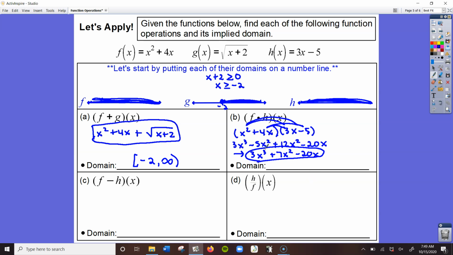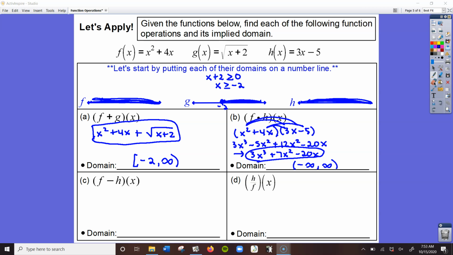Now the domain. If you look at your new function, it's clearly a polynomial. And when you look at f and h, both of those domains are negative infinity to infinity. So that means that the new domain is also going to be negative infinity to infinity.